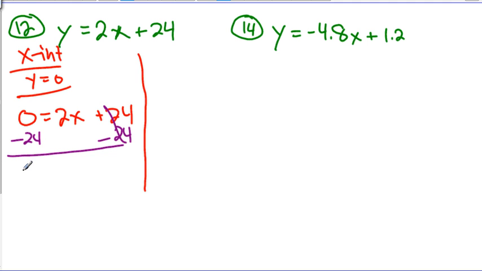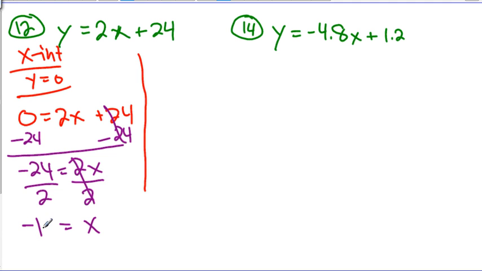That goes to 0. So now I have negative 24 equals 2x. Now I want to undo multiplying by 2 to get the x by itself. Well, how do I undo multiplying by 2? That's dividing by 2. 2 divided by 2 is 1. And now take my calculator. Negative 24 divided by 2 is negative 12. Again, so this intercept is negative 12, 0.